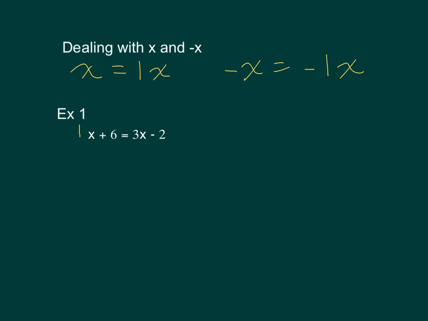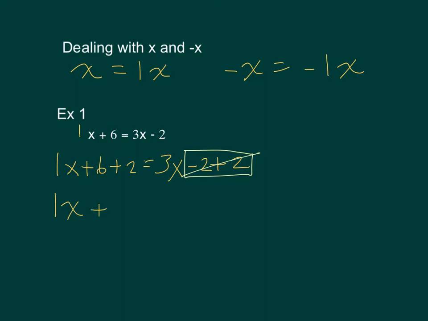I like dealing with the numbers first, the negative 2 and the 6. So let's move the negative 2, and I'm going to add 2 to both sides. So I'm going to say 1x plus 6 plus 2 equals 3x minus 2 plus 2. And just like before, negative 2 and plus 2 go to 0. So on the right, I'm just left with that 3x. On the left, I'm going to combine the 6 and the 2 to make 8. So I'm going to get 1x plus 8 equals 3x.